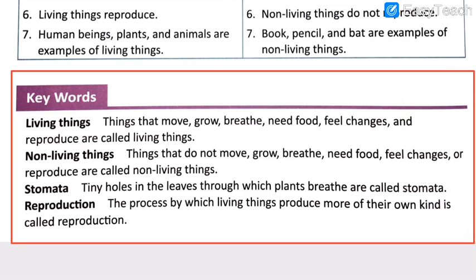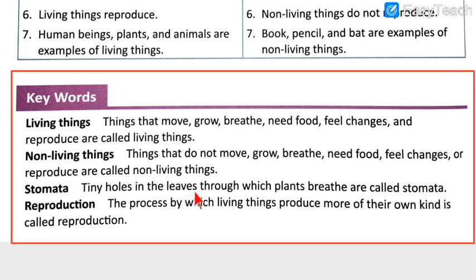Okay, now it's time for you to repeat after me. I hope you will repeat after me. Things that do not move, grow, breathe, need food, feel changes or reproduce are called non-living things. Moving on to number 3, stomata.